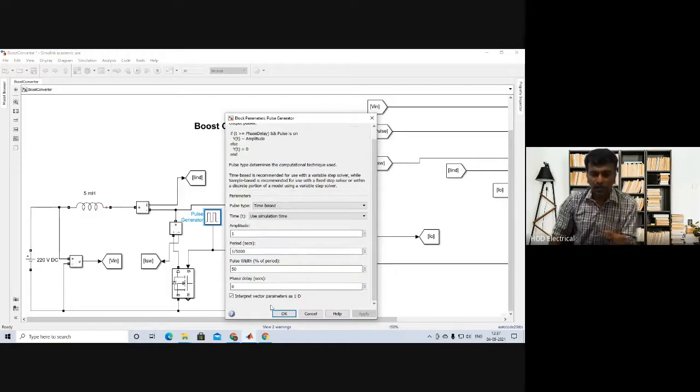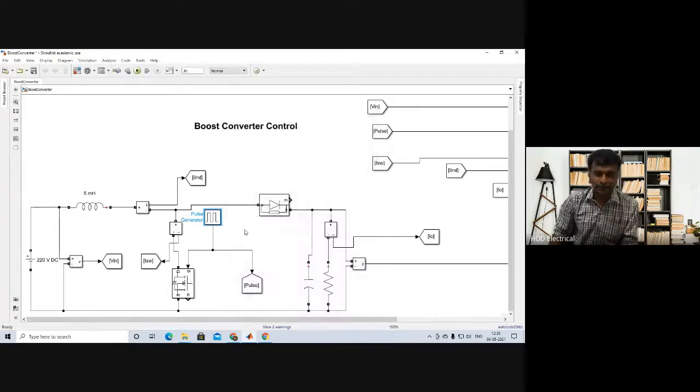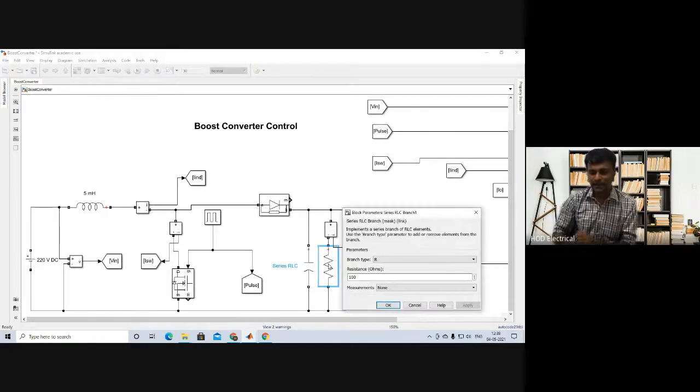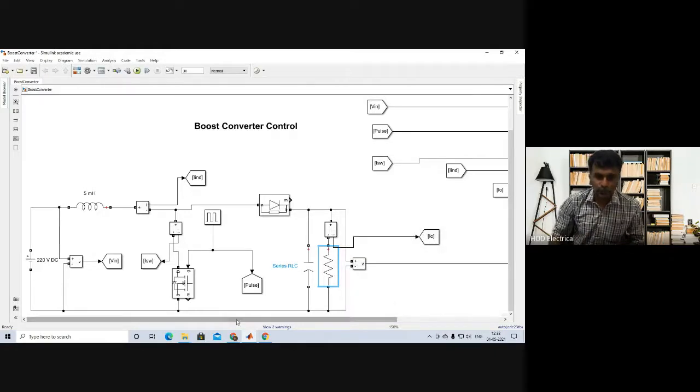Then there are no changes in the phase delay and all. Then this is the diode I have connected, then inductance, diode, and this is the capacitor for reducing the output voltage ripple. Then this is the resistive load. The capacitor I have chosen as 0.3 Henry and the resistance I have chosen as 100 ohm. I hope the remaining things you know well.